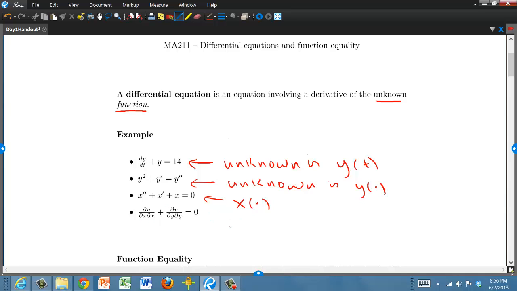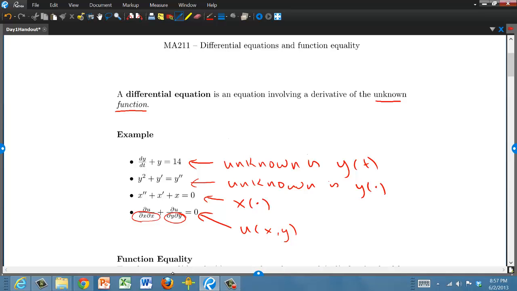And here we see the unknown function is u, and you see that the equation says partial of u with respect to x plus partial of u with respect to y. So u is a function of x and of y. So the unknown function might have one variable, it might have lots of variables. It just depends on what the equation tells you.